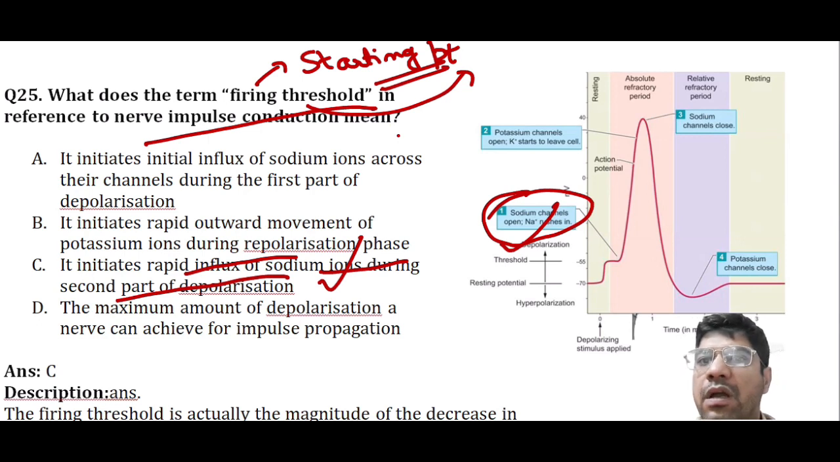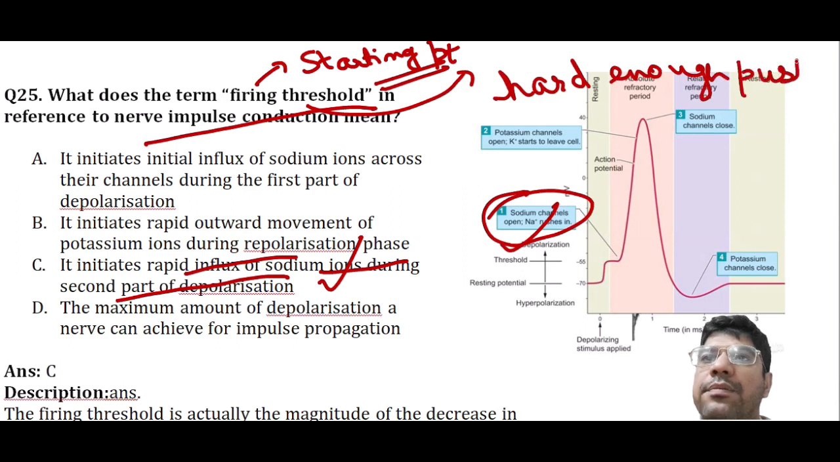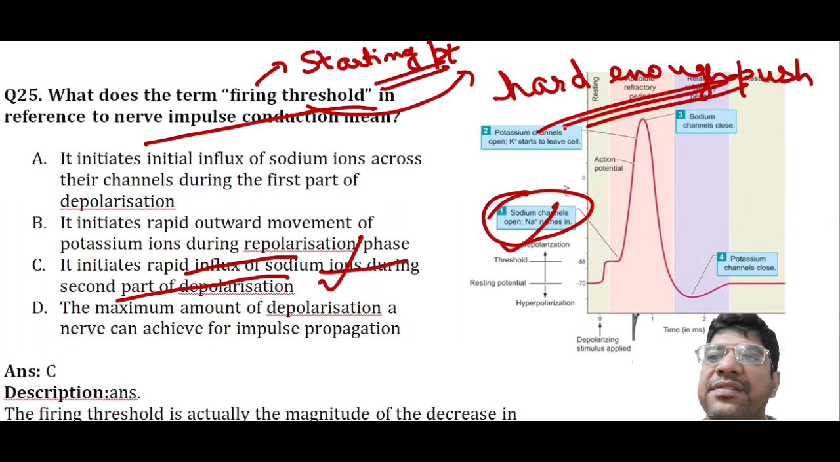So if you just touch it, it won't ring. But if you push it firmly, it will ring. So in the nerve, the firing threshold is like that hard enough push for the doorbell. It is a level of excitement or energy the nerve needs to start sending its signal.